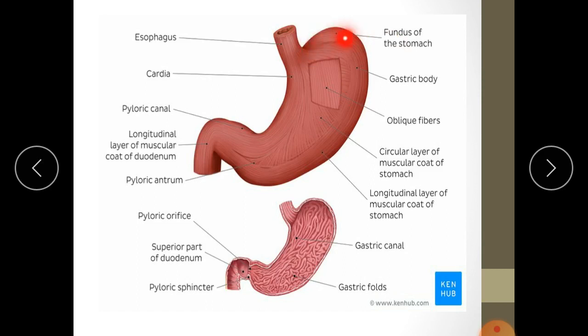It is a somewhat J-shaped structure. This is the fundus and this is the body of the stomach, right? And this is the pyloric region, pyloric part. Here the pyloric sphincter is present, the pyloric sphincter. Okay, see.